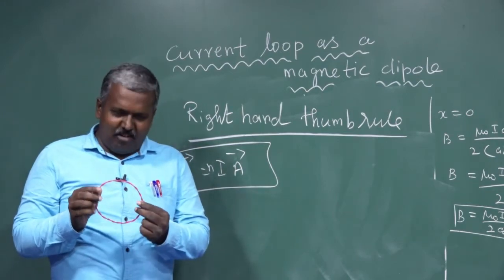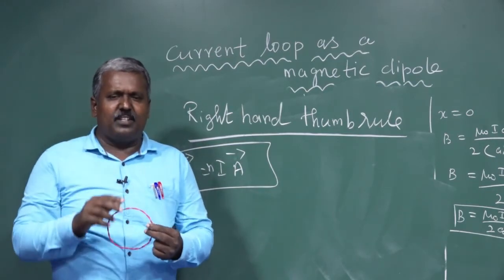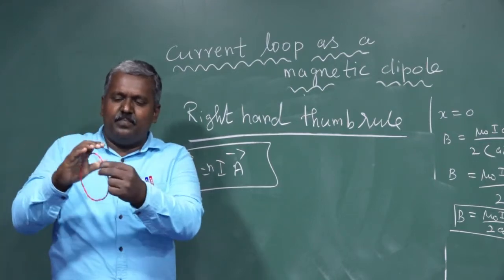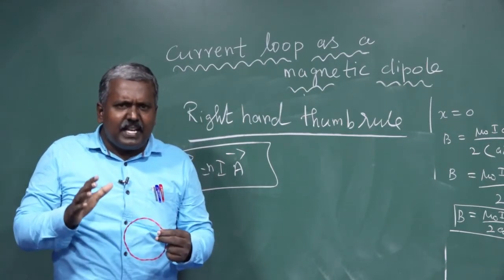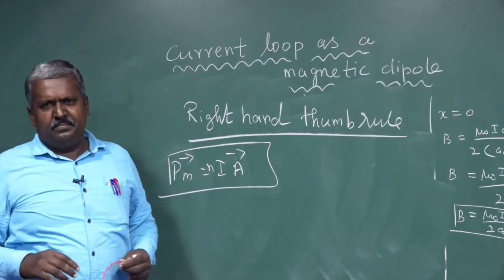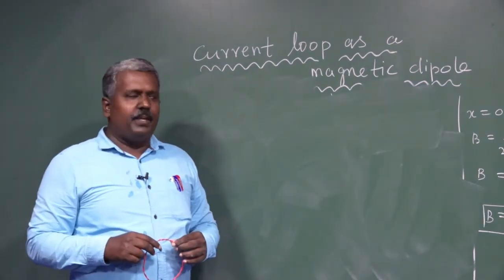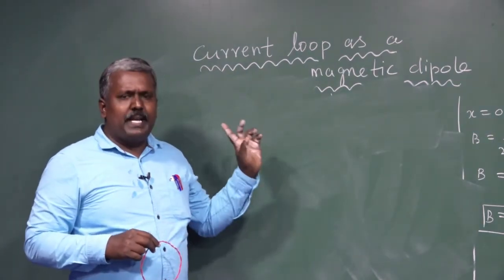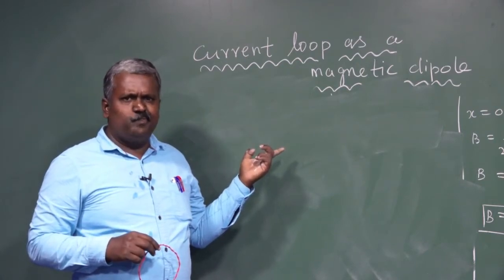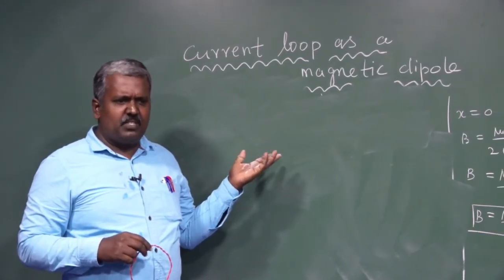Okay. So if you curl the fingers along the current flowing through the coil, that is important. The stretched thumb gives us the direction of the magnetic moment. Now, right hand thumb rule. Okay, clear? Any doubt? Very simple rule.